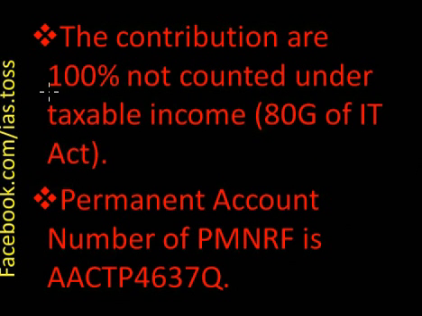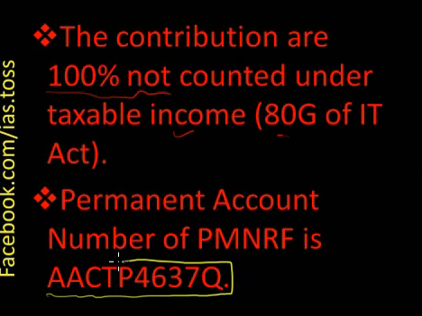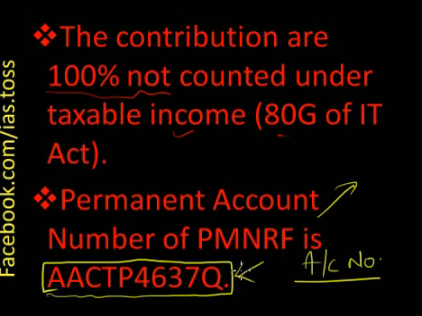As I've already mentioned, this is 100% exempted from taxable income under section 80G of the Income Tax Act. And the permanent account number, no need to remember, this is the permanent account number. If the Prime Minister Relief Fund wants to make a rail ticket, they will have to produce this PAN. Alright, what about the account numbers of the banks? Once you have the permanent account number, PAN card, you can get any number of account numbers with any bank.